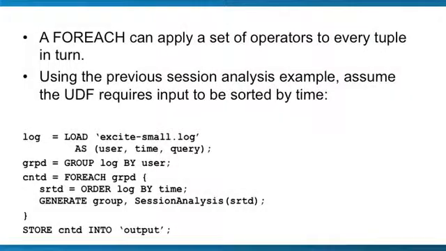So Pig is very strong because it also supports nested operations. People are familiar with nested operations from Java, from Python, Ruby, or PHP. A foreach statement can apply a separate operator to every tuple in its turn. Let's say you're using multiple tuples, or multiple tuples nested within each other. These foreach statements can also do that, just as an if-else, just as a do-while loop within Java. So using the previous session's analysis example, we can assume the UDF requires input to be sorted by time.